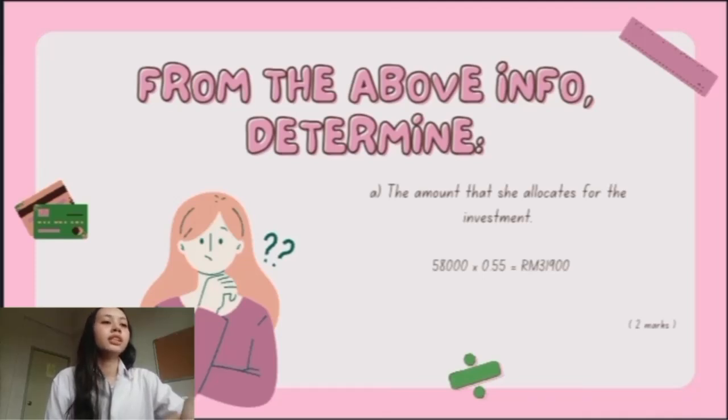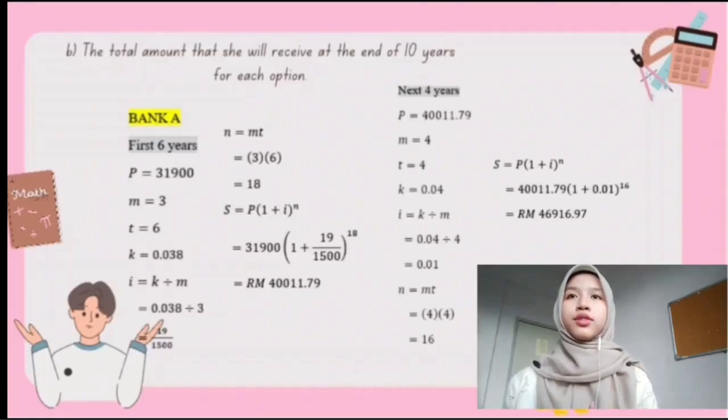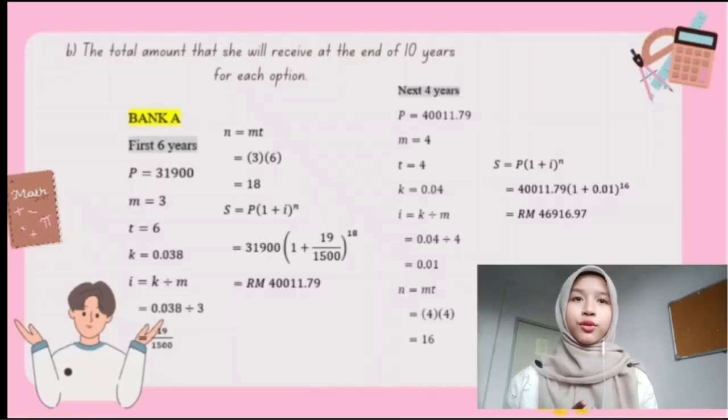So to calculate this, the answer will be 31,900 ringgit. This is because the face value is for a year. For question B, we will count for the first 6 years and for the next 4 years. Question B requires us to total the amount that she will receive at the end of 10 years for each option. We have two options, which is option 1 Bank A and option 2 Bank B.